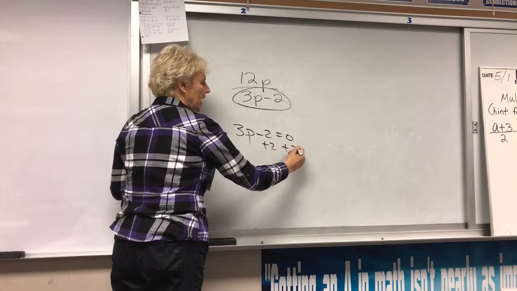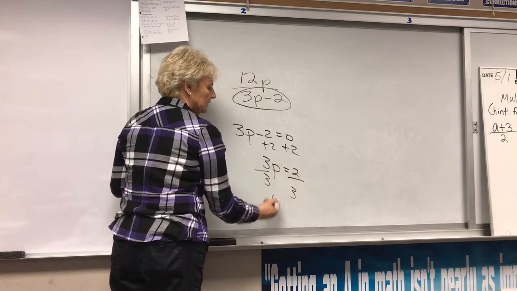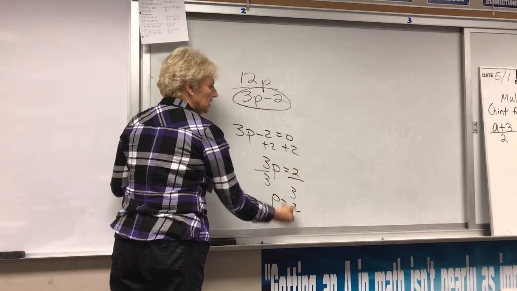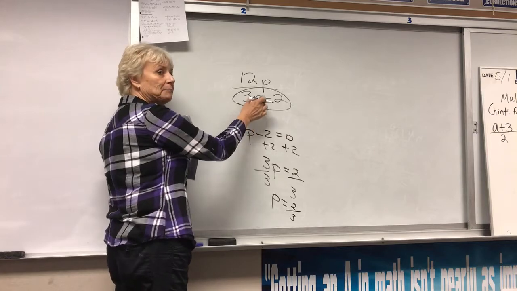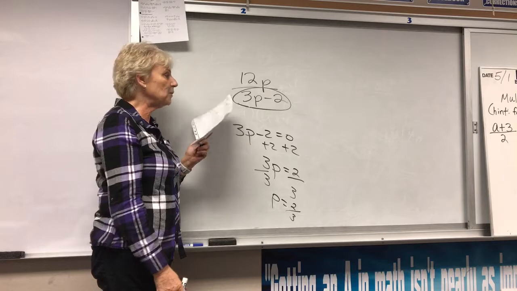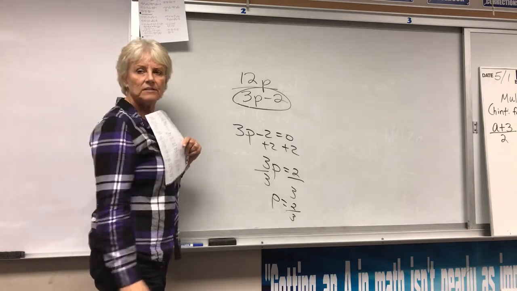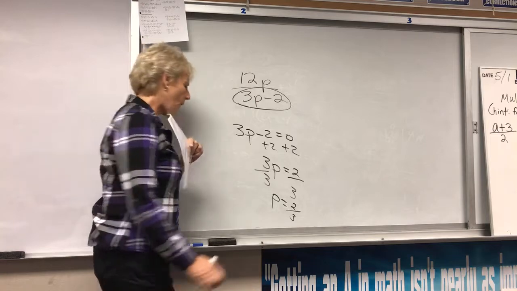How did you get it? Okay, can't do anything with it, but the excluded value: add 2, 3p is 2, divide by 3, 2/3. That means that 2/3 cannot be the denominator. It can't be p at all, because that will give you a 0 denominator.